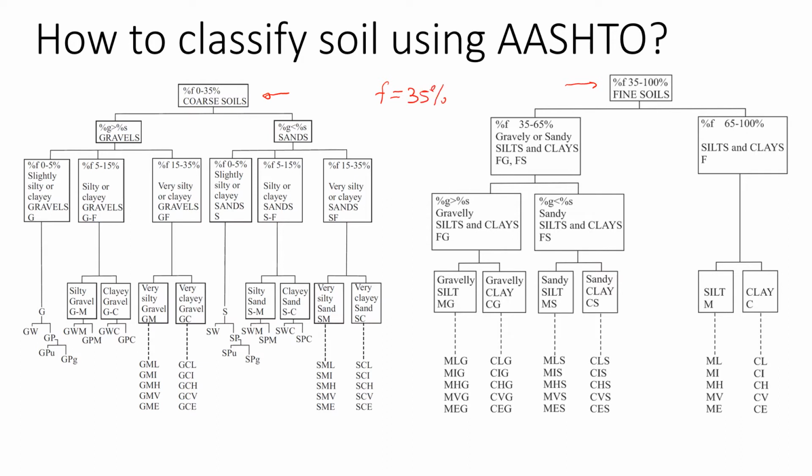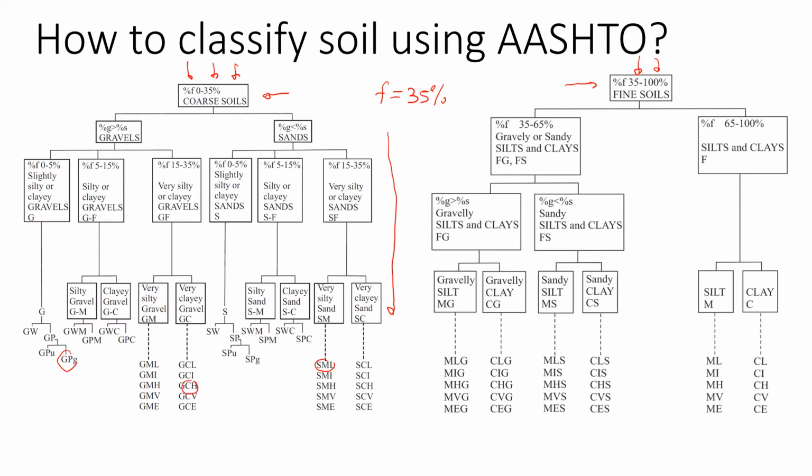So if we have fines from 0 to 35%, we are going to use this chart on the left-hand side, and when we have fines more than 35%, we're going to use the flowchart on the right-hand side. We'll start typically from the top and go all the way down. In the end, we will need to get one of those symbols, either this one or that one.